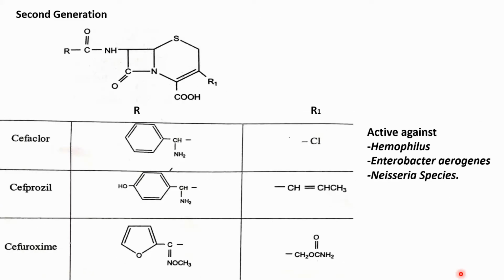The second generation drugs are active against Haemophilus, Enterobacter aerogenes, and Neisseria species. Examples of second generation drugs are cefaclor, cefprozil, and cefuroxime. Here you can see their structures also.